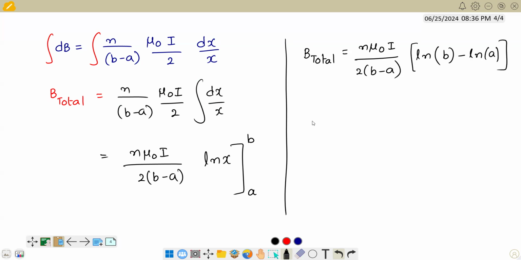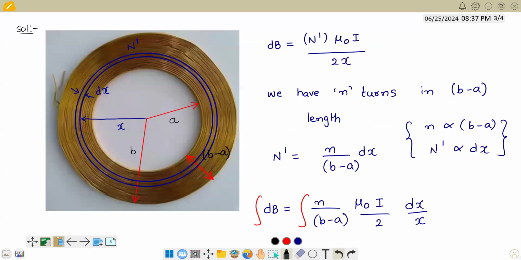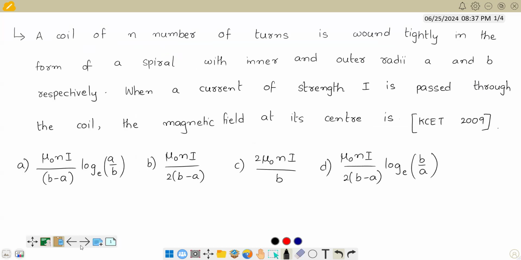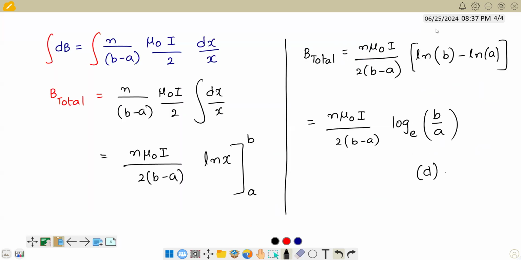So we'll just get n mu naught I by 2 into B minus A, ln B by A. Ln is nothing but log to the base e of B by A, which is my option D. Hope you understood how I have solved. In these kinds of questions where things are changing continuously, we assume a small strip, integrate it, and we get our answer. Thank you.